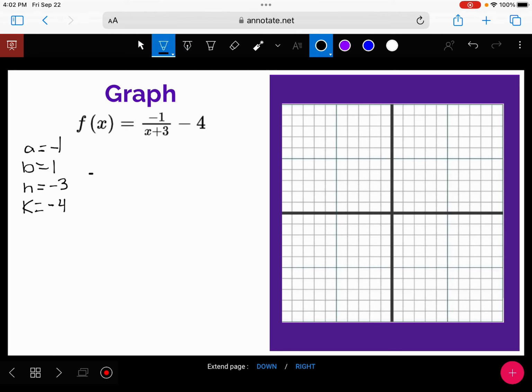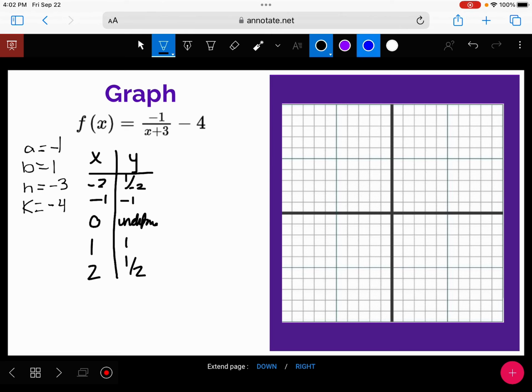So then what we're going to do is take our parent table from our rational functions, where we take our -2, -1, 0, 1, and 2. And we have -1/2, -1, undefined. This is our asymptote, our vertical asymptote. 1 and +1/2. And we're going to do the same transformation over this way, with our x times b plus h, y times a plus k.